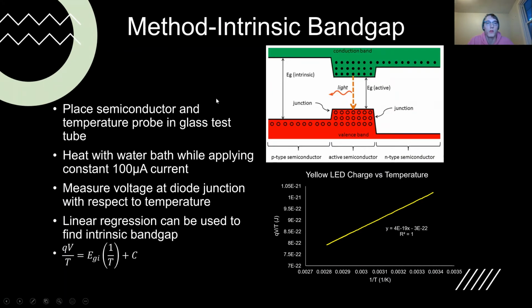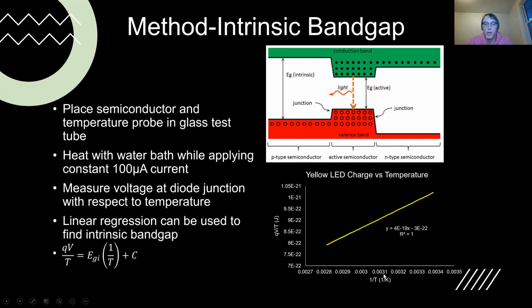The next method used was for the determination of the intrinsic bandgap of these LEDs. The intrinsic bandgap is sort of the energy difference of the non-active region of the semiconductor, seen here in the diagram. What was done was to place the semiconductor and a temperature probe in a glass test tube, and then heat this test tube in a water bath while applying a constant 100 milliamp current. While doing so, the voltage at the diode junction was measured with respect to temperature, and the resulting graph can be used to perform a linear regression analysis, which can give us the intrinsic bandgap.